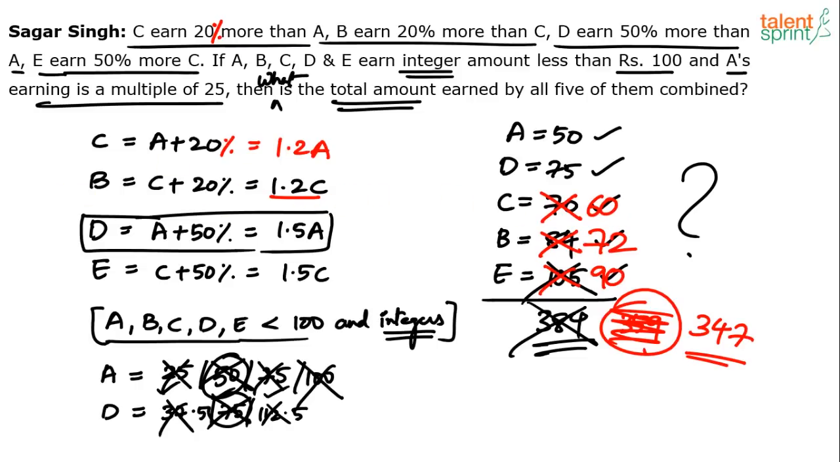With the change in C, B also would change. So 50, 60, 90 is 200. 200 and 147. We'll make it 347. So 347 will be the answer with an assumption that C earns 20% more than A and not 20 more than A. Okay.